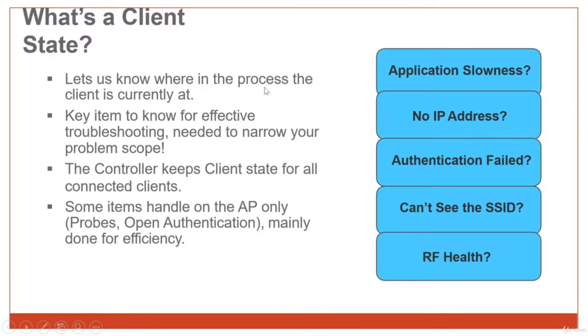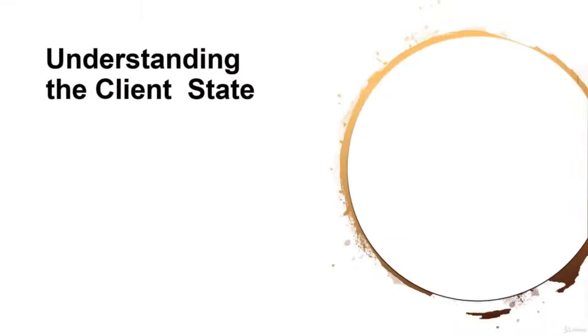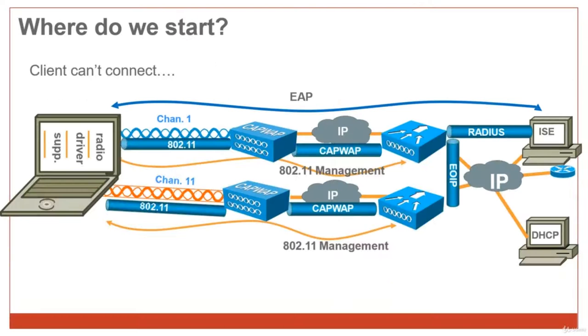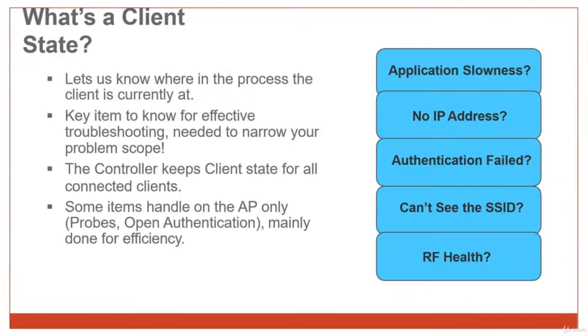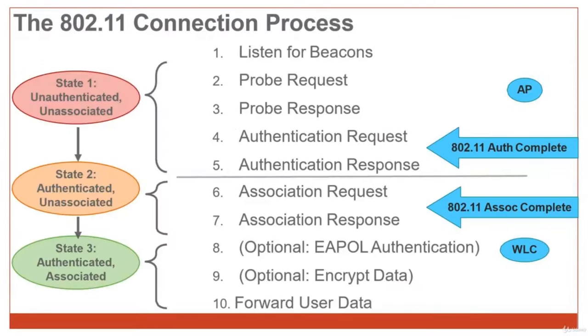So let's know where in the process the client currently is. The key item to know for effective troubleshooting is to narrow down your problem scope. That's the key: narrow down your problem. The controller keeps client state for all connected clients. Some items are handled on the AP only, such as probes, authentication, etc. We know that these are the touch points. So you should know the touch points, narrow down the problem, reach the exact point where the problem is, and then solve it.